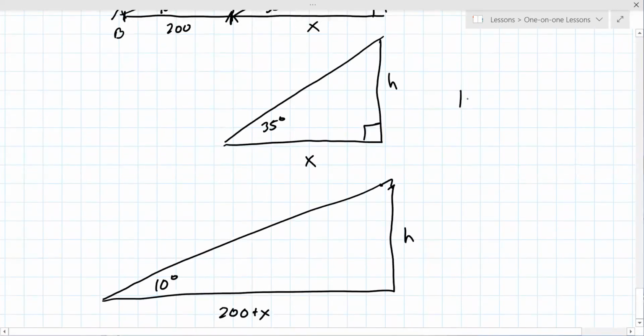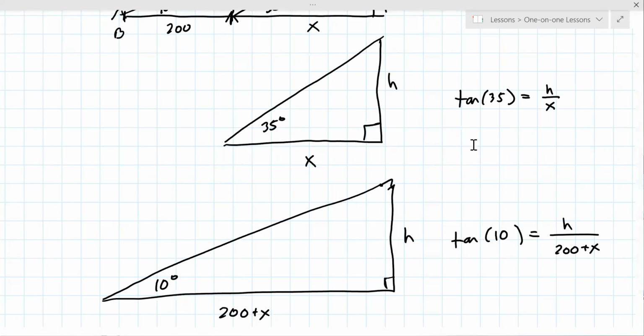The tangent of 35 is H over X, opposite over adjacent. Do you see that? Yeah. The tangent of 10 degrees is H over 200 plus X. Opposite over adjacent. How many equations do you have? 2. And how many variables? 2. So can you solve this? Yes. Now, do you think your instructor would give you something like this?